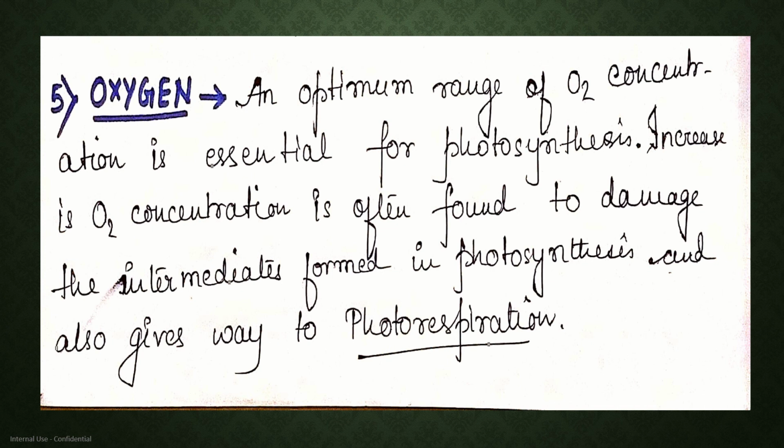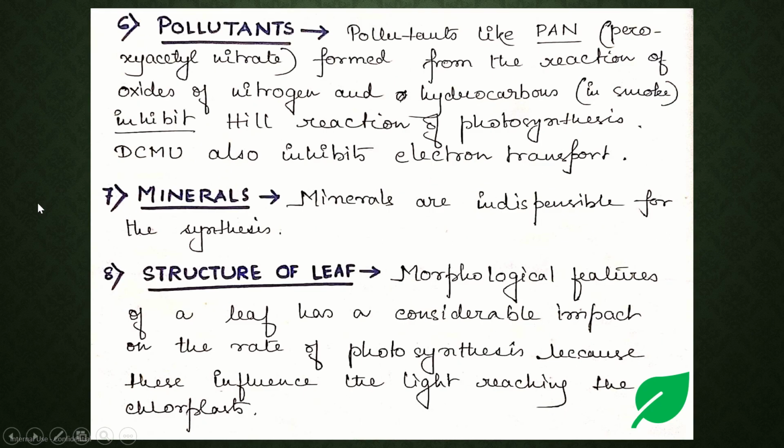Okay. Next we will come to pollutants. Pollutants like PAN or peroxyacetyl nitrate, formed from the reaction of oxides of nitrogen and hydrocarbons which are found in smoke, will do what? Will inhibit the Hill reaction of photosynthesis. DCMU is a very well known herbicide, also inhibits the electron transport chain. Non-cyclic electron transport is also hampered over there. It is inhibited.